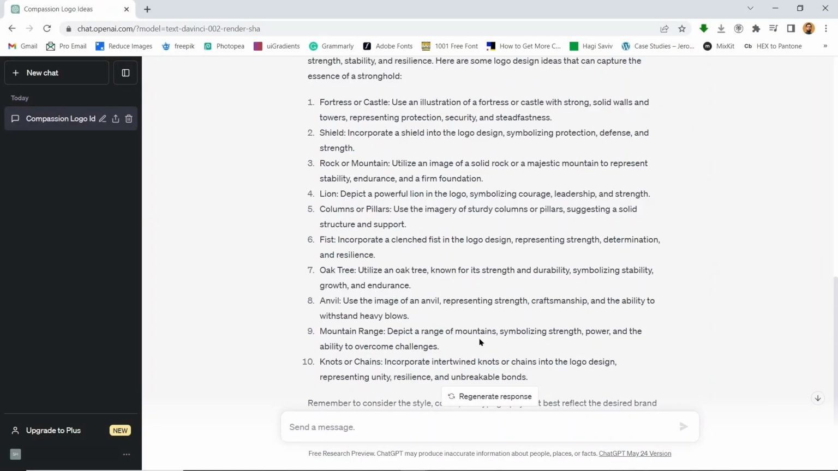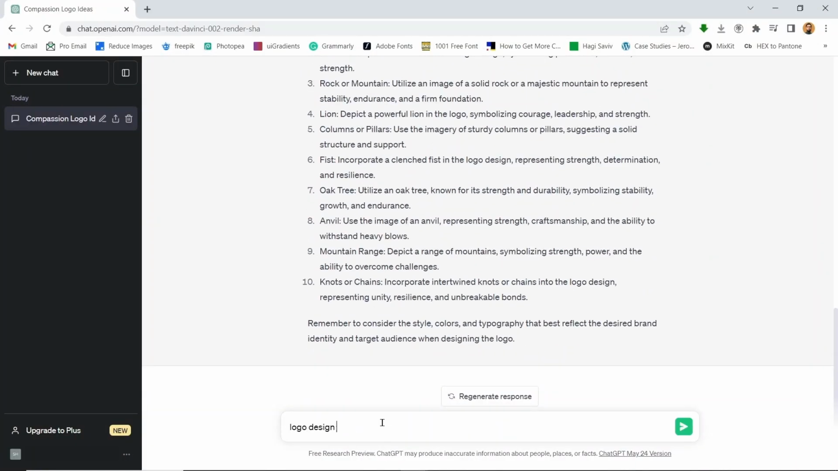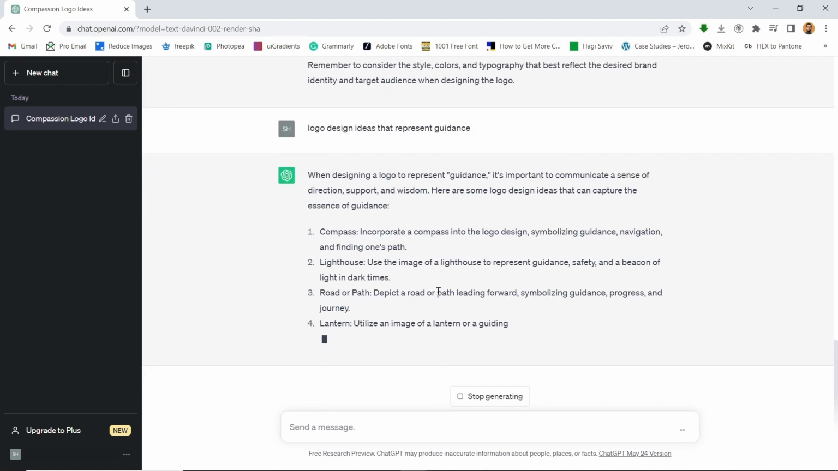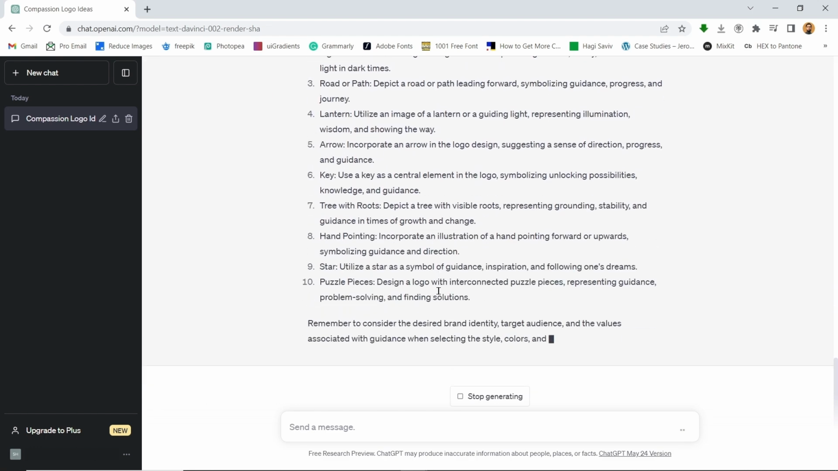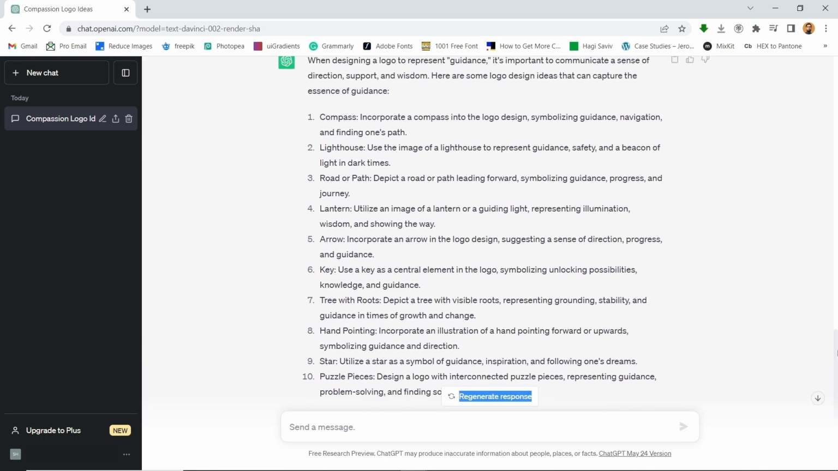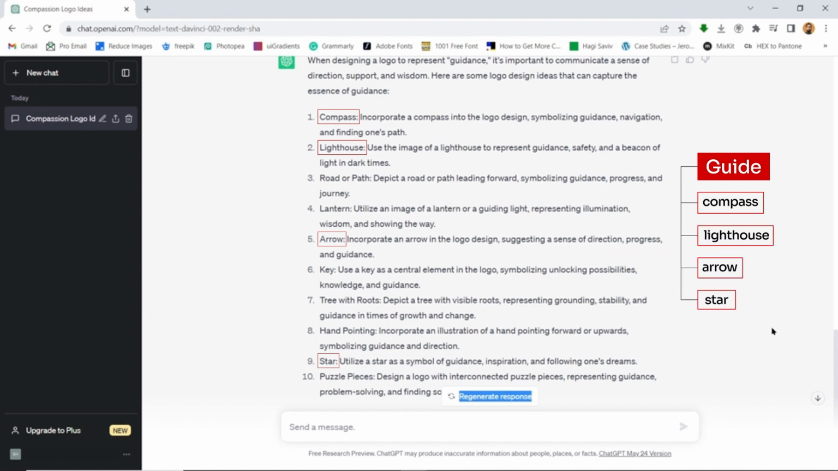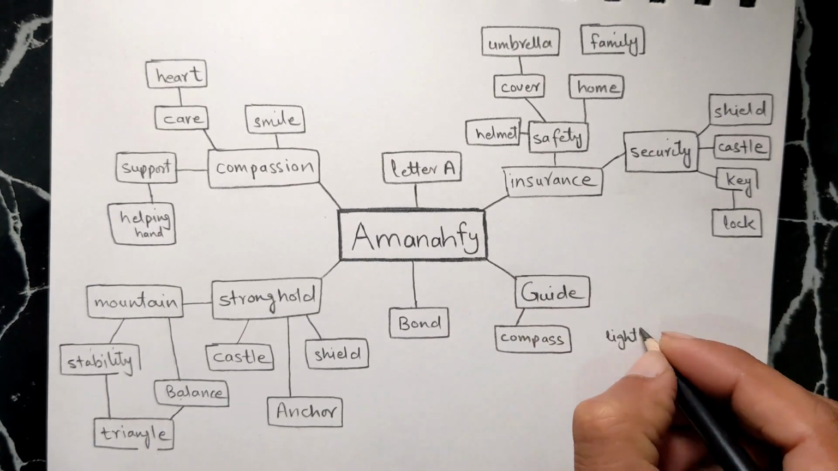Again, we will switch to ChatGPT and simply write logo design ideas that represent guidance. And we will use keywords like compass, lighthouse, arrow, and a star. We can furthermore categorize the lighthouse as some sort of beacon. Again, we will write these keywords on the paper.